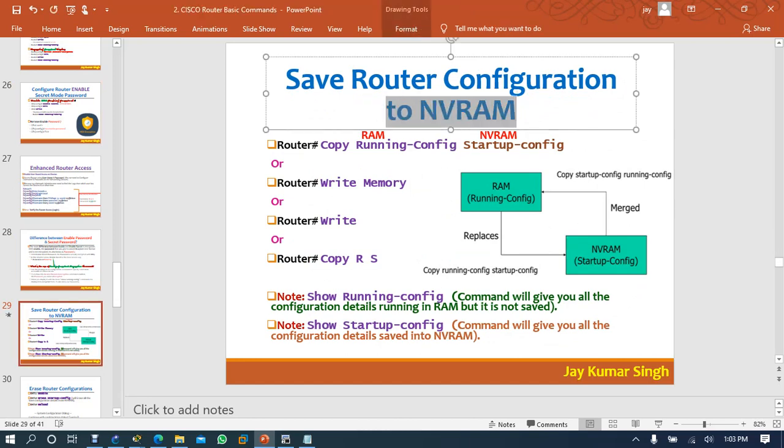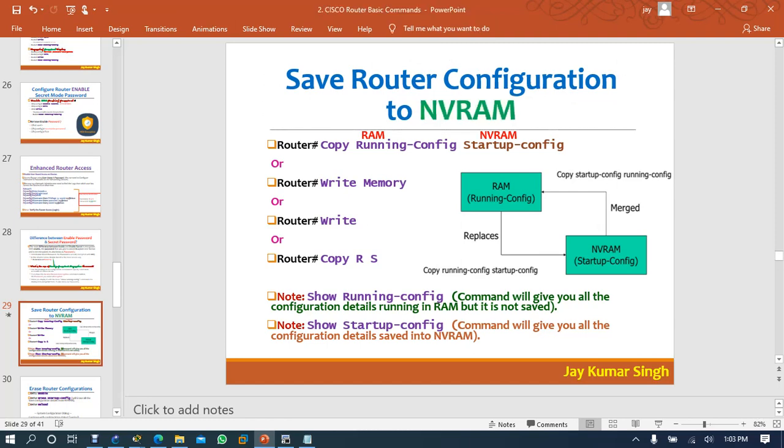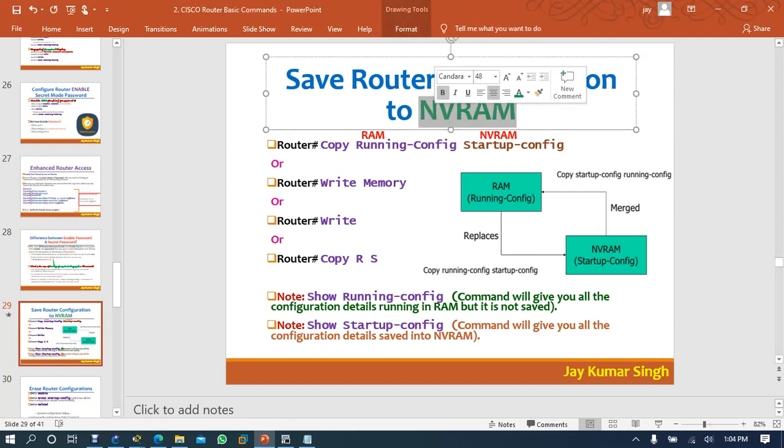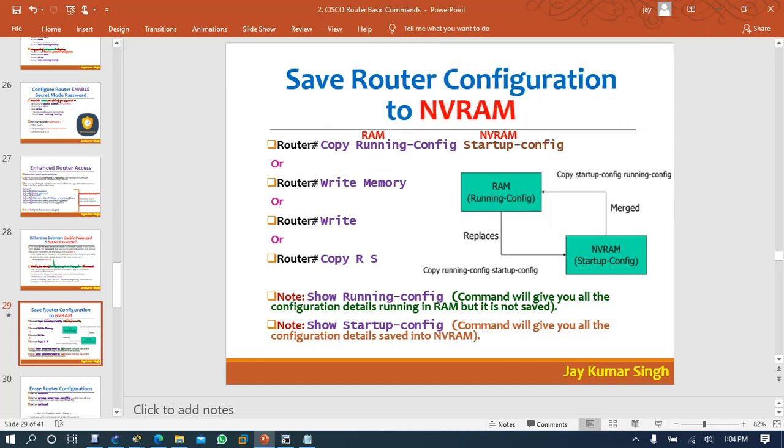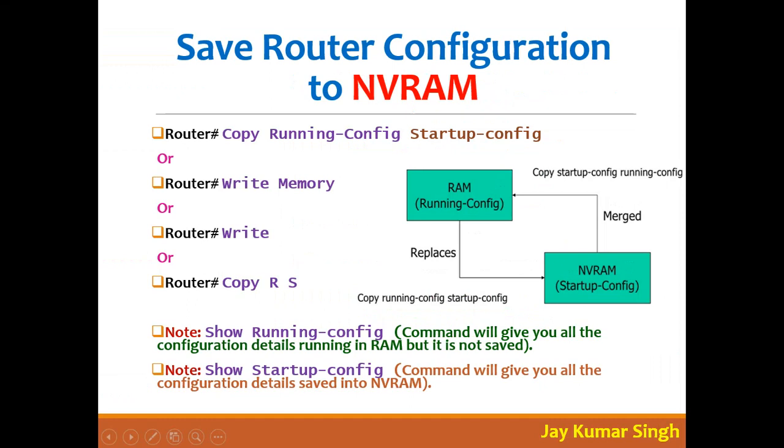Now save the router configuration to NVRAM. Why did we save the router configuration to NVRAM? Because if I do not save, you will lose your configuration. So running configuration is your RAM and startup configuration is your NVRAM. Whatever configuration you have, you save via this command, copy running config to startup config.